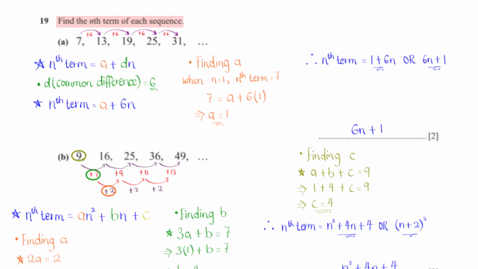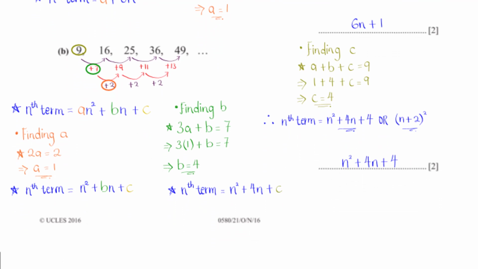Find the nth term of 9, 16, 25, 36, 49. So for this case, the differences between the terms do not have a constant difference. However, the difference of the differences between the terms has a constant difference. And these types of sequences are quadratic sequences. And to find the nth term, that will be equal to an squared plus bn plus c. So now all we need to do is to find the values of a, b, and c.